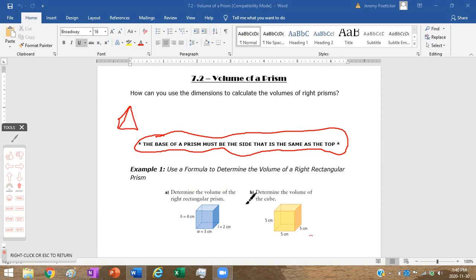Are there formulas to calculate volumes of other kinds of 3D shapes? Absolutely. Some of them are pretty easy. Some of them are a little bit more confusing. So today, looking at this.